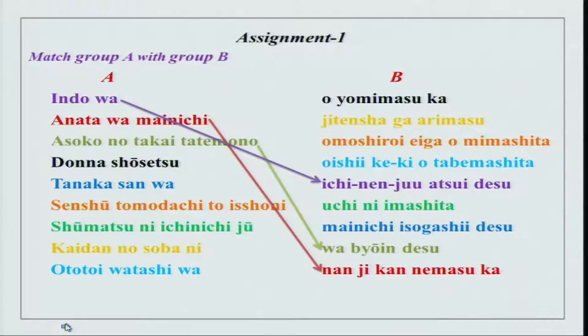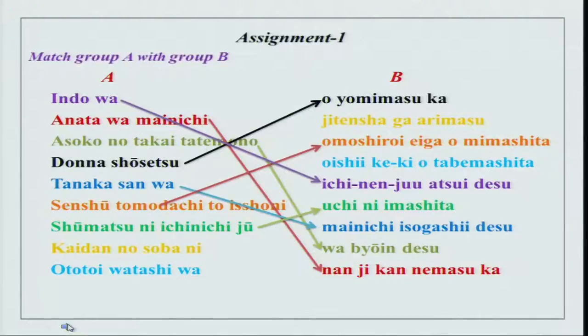Asoko no takai tatemono wa byouin desu. Donna shosetsu o yomimasu ka? Tanaka-san wa mainichi isogashii desu. Senshu tomodachi to issho ni omoshiroi eiga o mimashita. So, we are also practicing I adjectives here. Please pay attention to that.